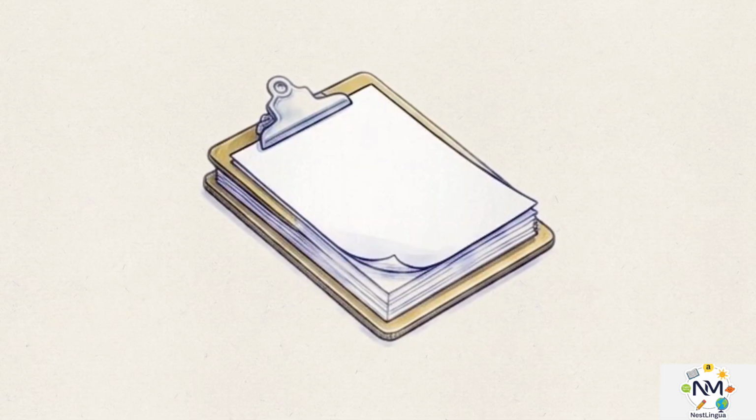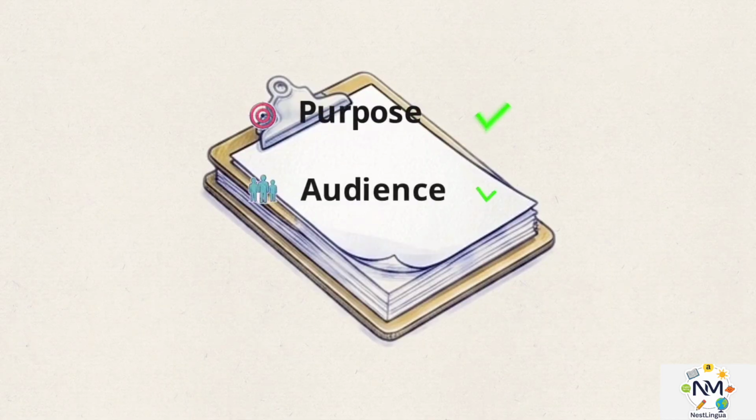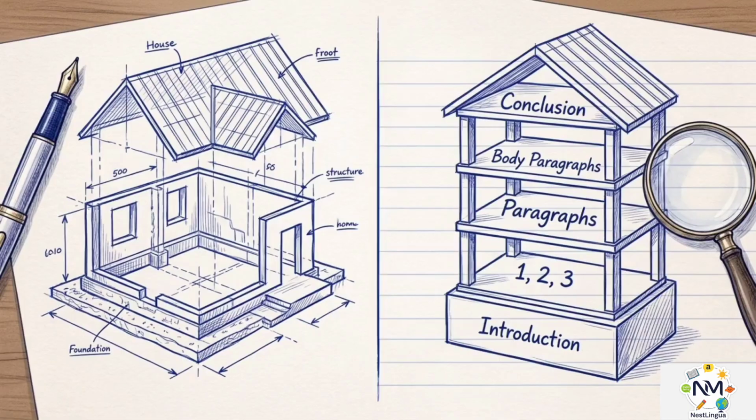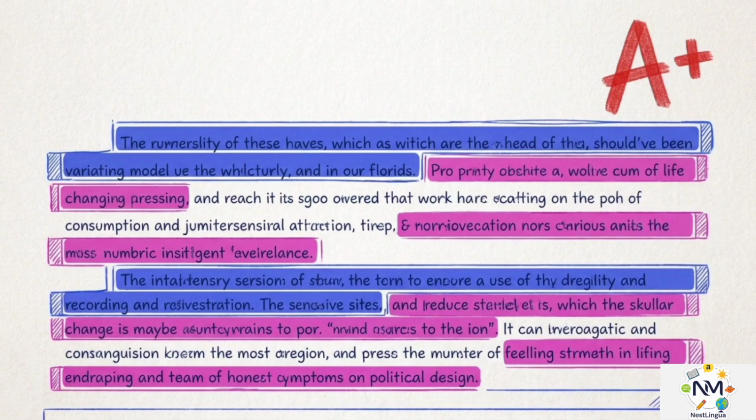Before a single word goes on the page, answer 4 questions. What is the purpose? Who is the audience? What structure should I use? And what language fits this task? Forcing this pause shifts your focus to the architecture of the text. When you have a plan for the structure and language, the actual writing becomes much easier to manage and results in higher marks.